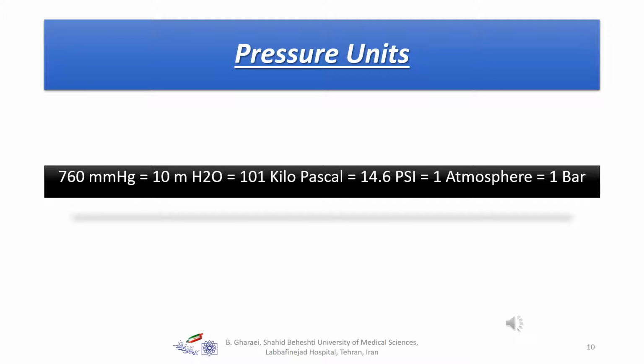In this slide, you can see how to convert the dimensions of pressure. You can see that 1 atmosphere or 1 bar pressure is equal to 760 millimeters of mercury, which is nearly equal to 10 meters of water, 100 kilopascal, and it is equal to 14.66 psi.